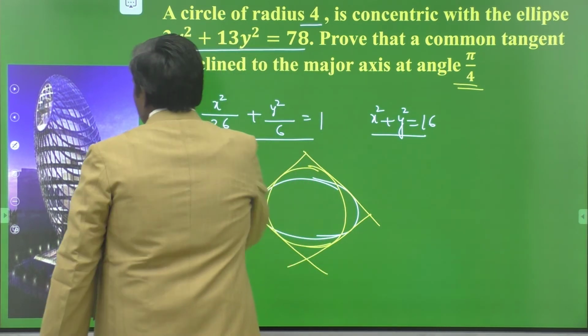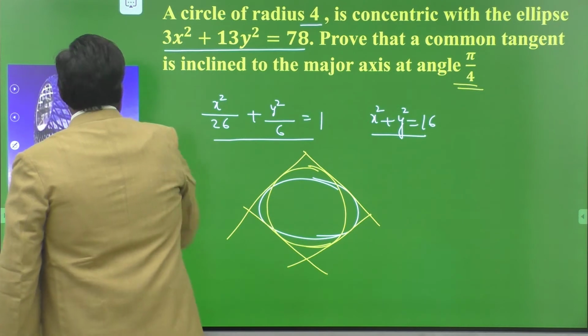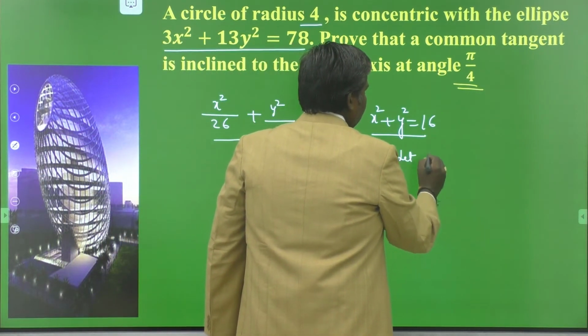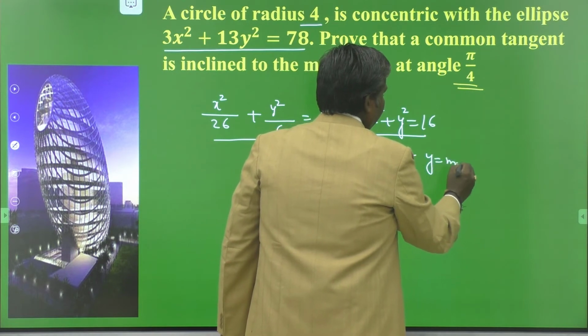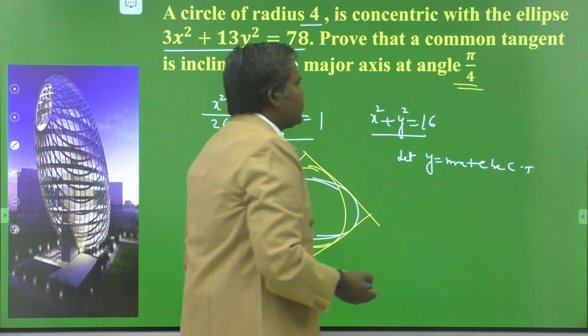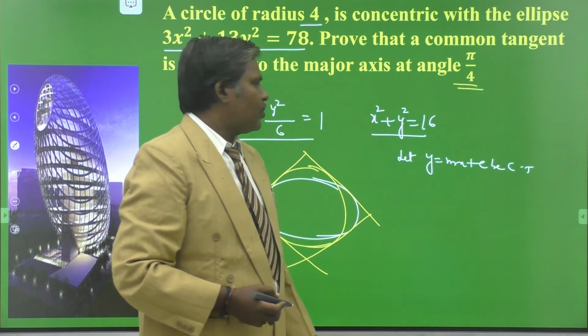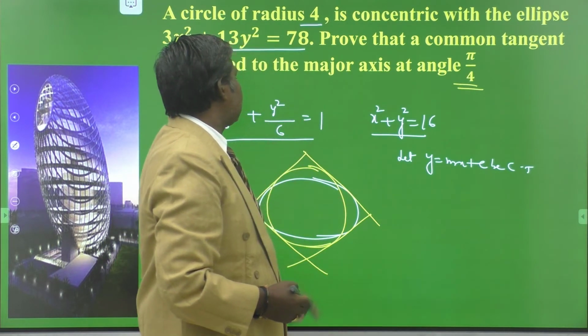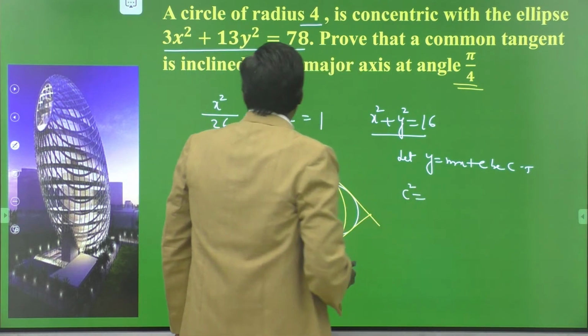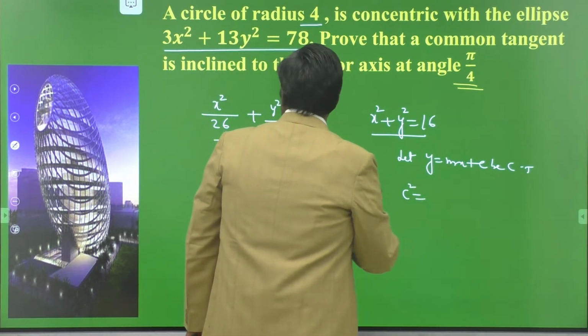So how to start this one? Let y equal to mx plus c be the common tangent. If you show m is equal to 1, then your job is over. y equal to mx plus c is a tangent to the ellipse. What is the condition? c square is equal to a square m square plus b square.